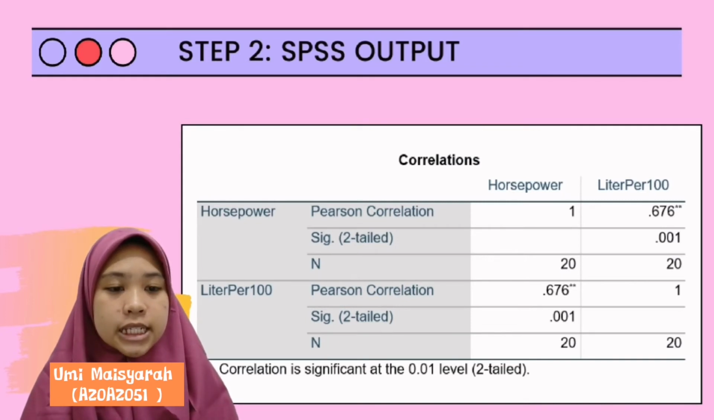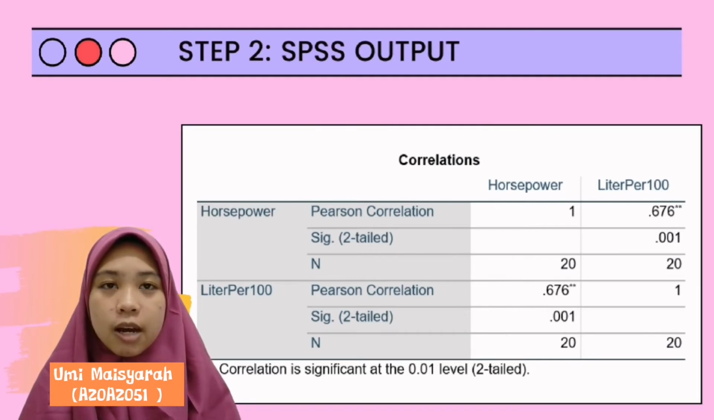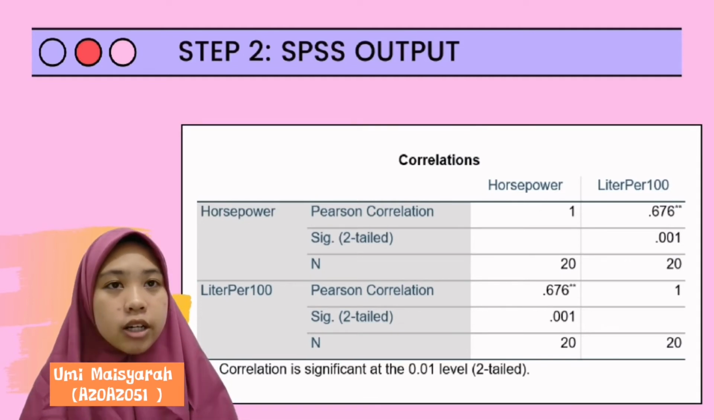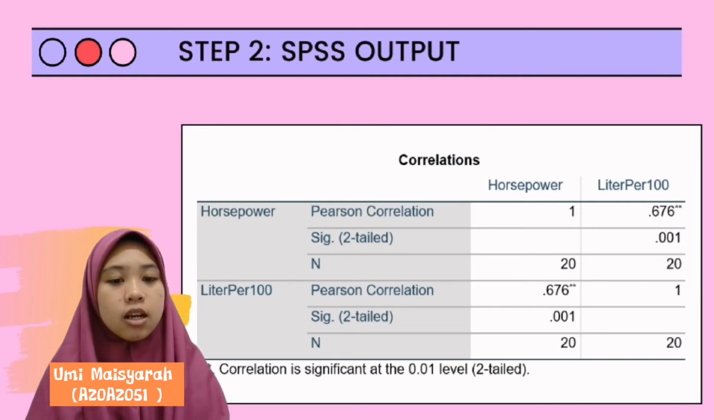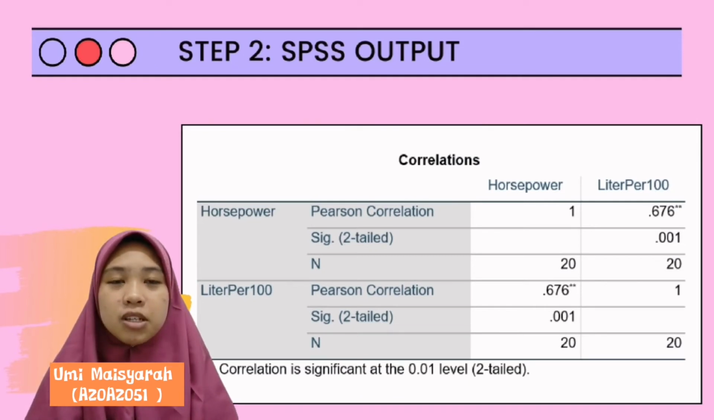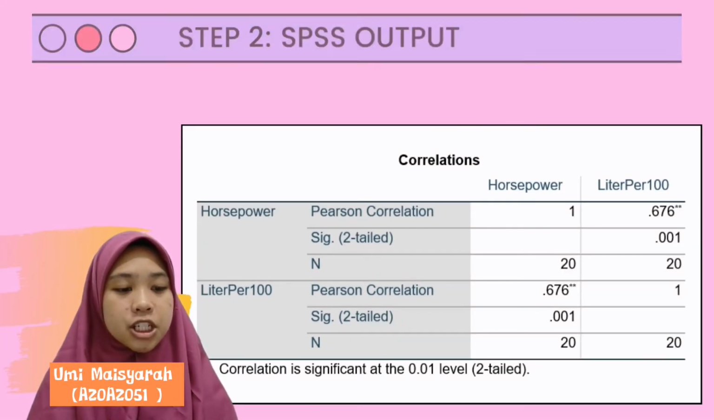The value of Pearson correlation is 0.676. It is very close to 1. For this reason, we can conclude there is a strong relationship between the number of horsepower for each vehicle and fuel consumption. The significant value in our example is 0.001. This value is less than 0.05. Because of this, we can conclude that there is a statistically significant relationship between the number of horsepower for each vehicle and the amount of fuel consumption.